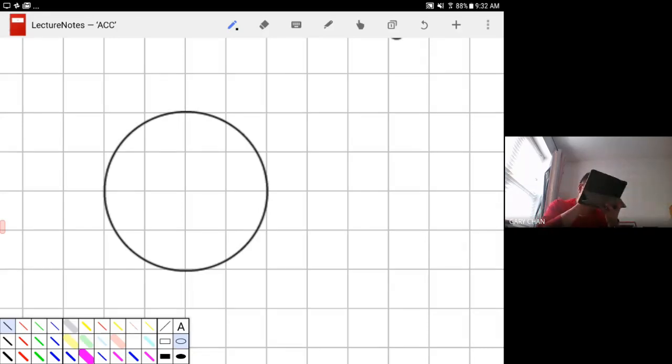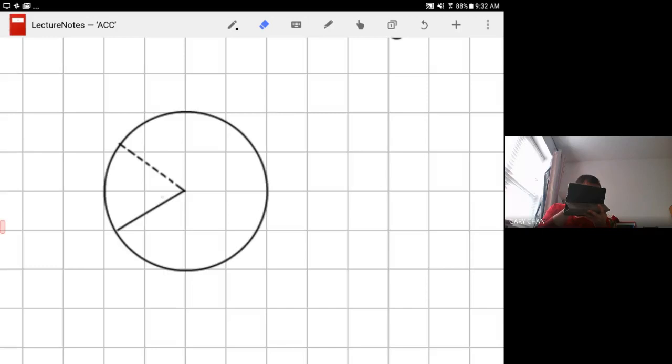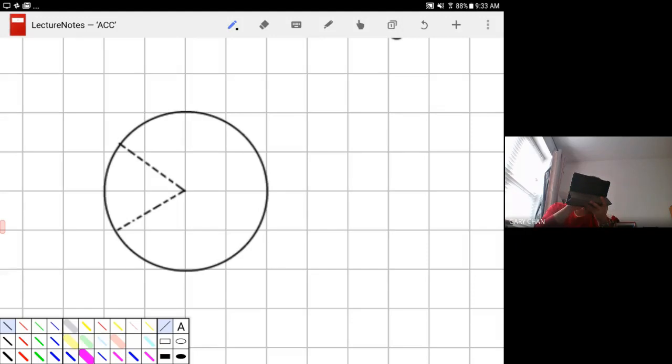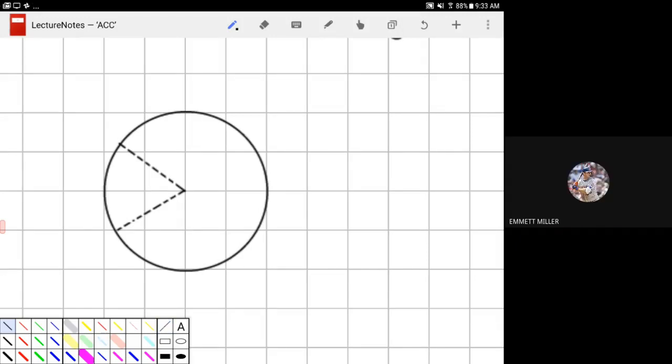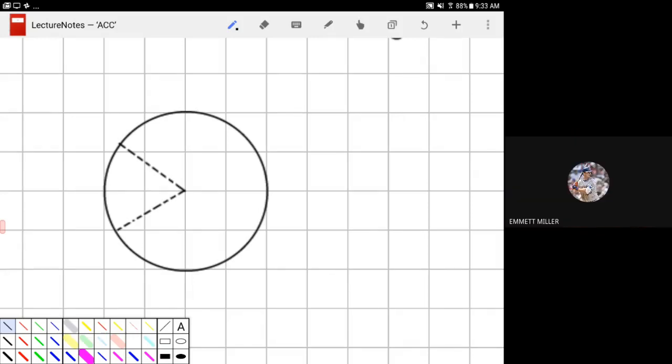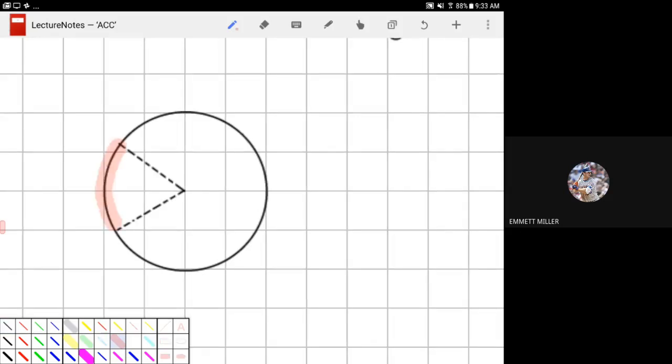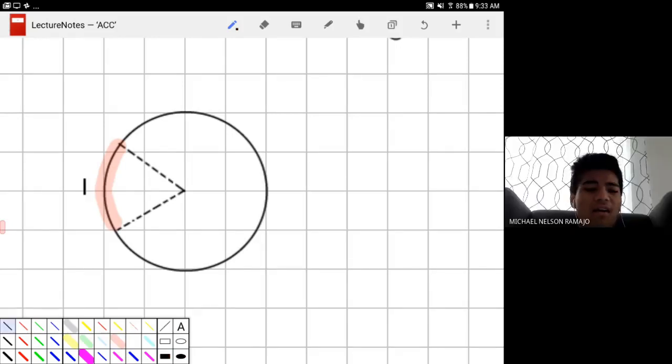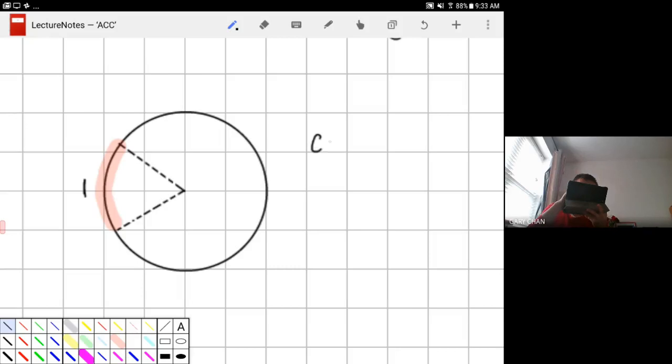Okay, and we have this arc over here, like so. And the radius. Emmett, what was the radius of this problem again? This problem doesn't give you a radius. Oh, it doesn't. The circumference is 6, so the radius would be 3. No, they gave us the arc length. No, Michael, the radius isn't 3 because of the circumference being 6. Oh yeah, right. That's the diameter, right? And then the circumference is 6.